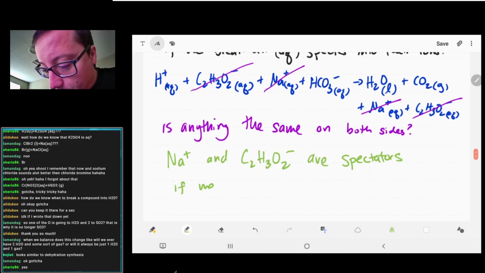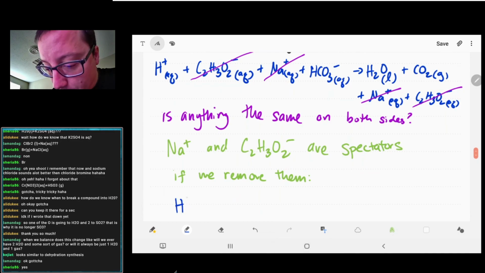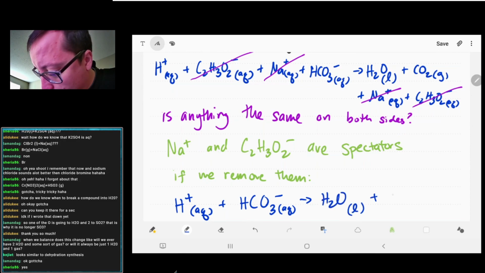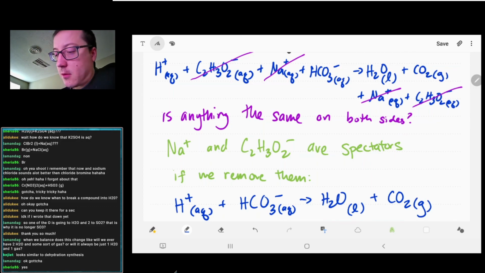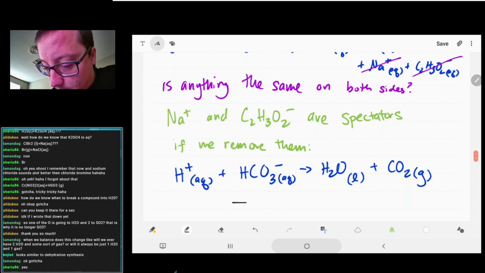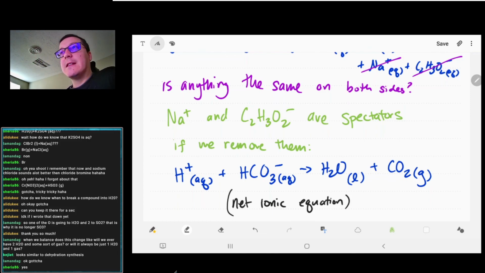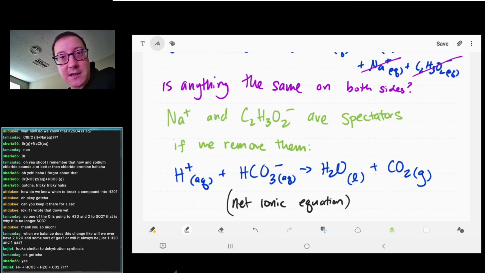If we remove them, and just redraw what's left over, we'll get this. This is called a net ionic equation. And so this is telling us exactly what is happening in this reaction. The only things that are changing is that hydrogen ion and bicarbonate are coming together. Just don't forget the charge on the bicarbonate there. To form water and CO2.